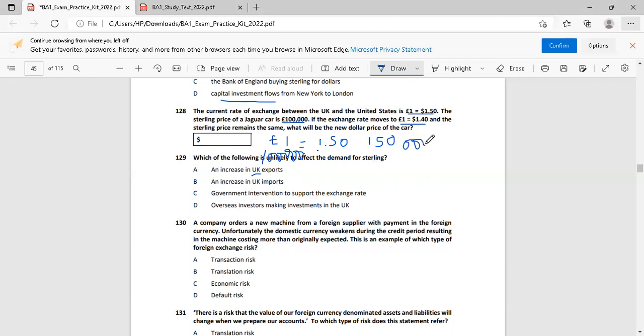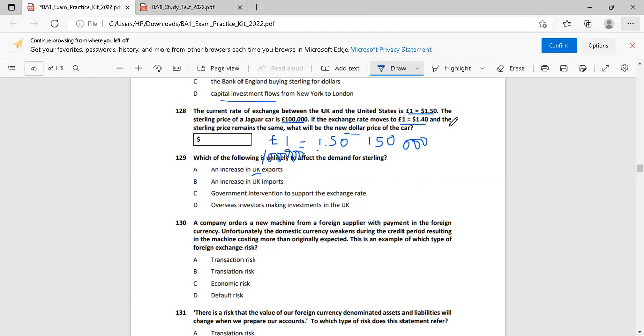Now the price has fallen. So £1 is $1.40. The price of the Jaguar car has not been affected. So if it is £100,000 for the Jaguar car, in terms of dollar price, it will be what? So I will write it here.